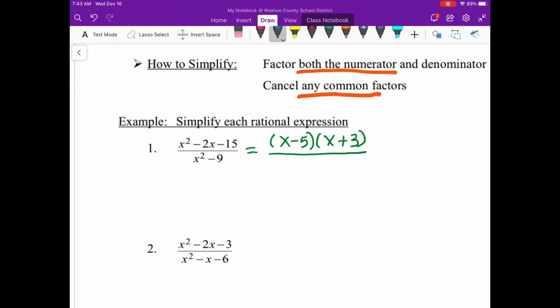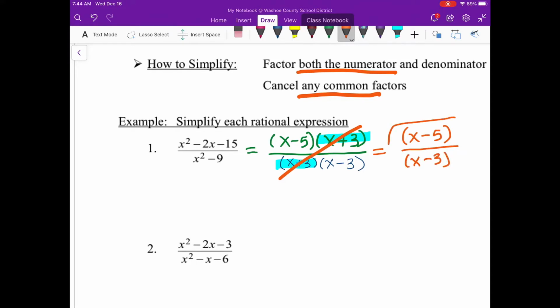The denominator is a difference of squares, which we dealt with a lot last semester. And this is x plus 3, x minus 3. So you're always looking for those factors that are going to cancel out. I see that I have an x plus 3 in the denominator and an x plus 3 in the numerator. Therefore, they're going to cancel out, leaving my numerator just x minus 5 and x minus 3 at the bottom.